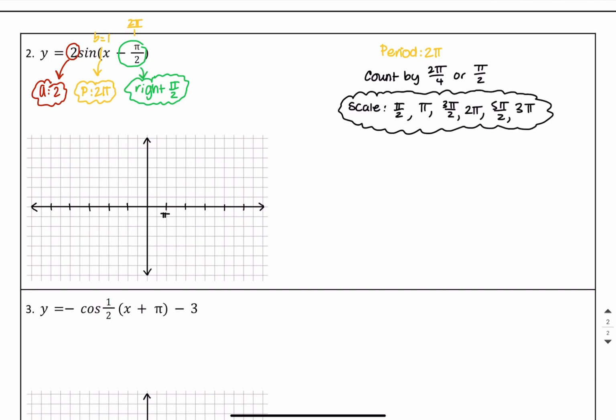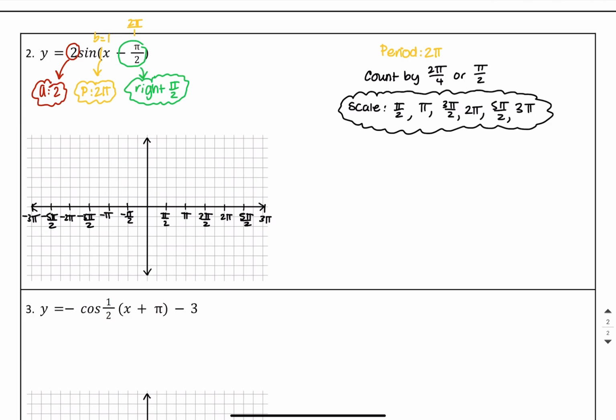So this is pi over 2, this is pi, this is 3 pi over 2, this is 2 pi, this is 5 pi over 2, and this is 3 pi. Then on the other side I have negative pi over 2, and this is negative pi, and this is negative 3 pi over 2, and this is negative 2 pi. Then I have negative 5 pi over 2, and negative 3 pi.